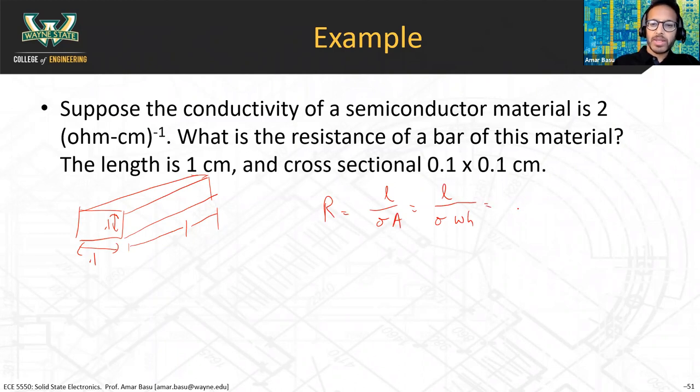The conductivity is 2. The width is, I'm just leaving out the units here. So 0.1 times 0.1 is 0.01. 1 divided by 0.01 is 100. 100 divided by 2 is 50. So 50 ohms is the resistance of this bar of material.